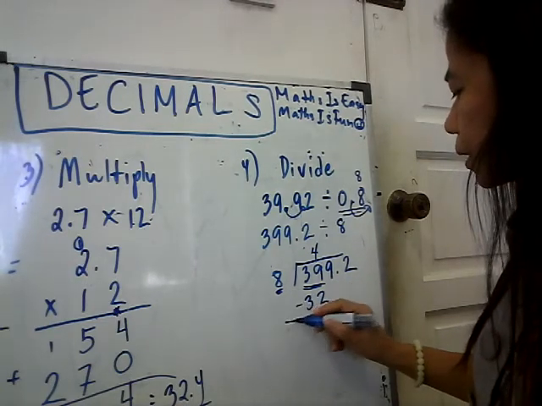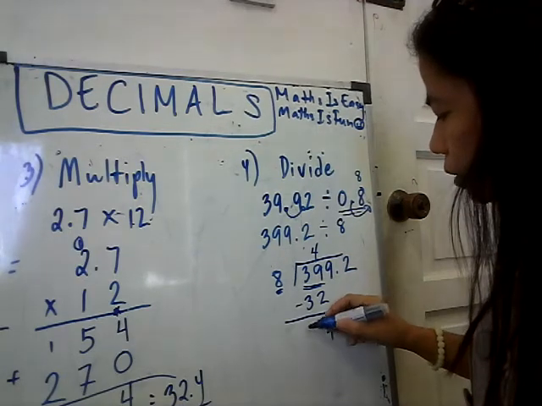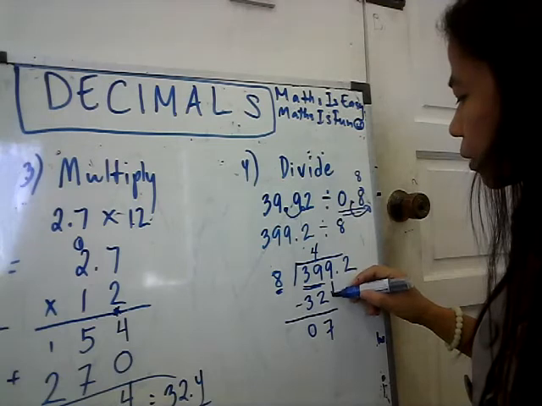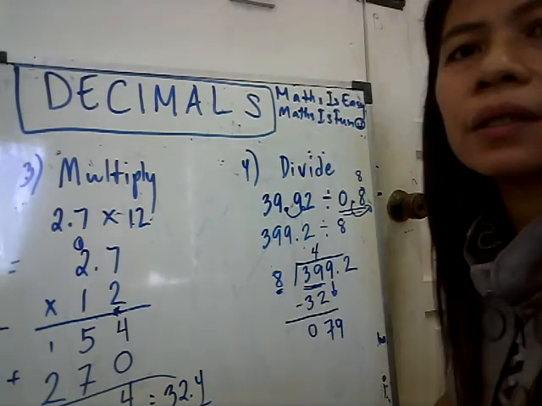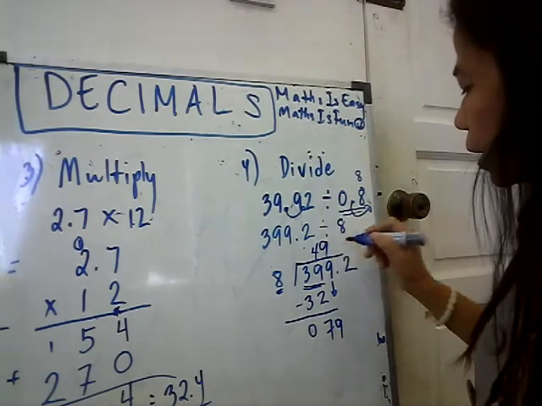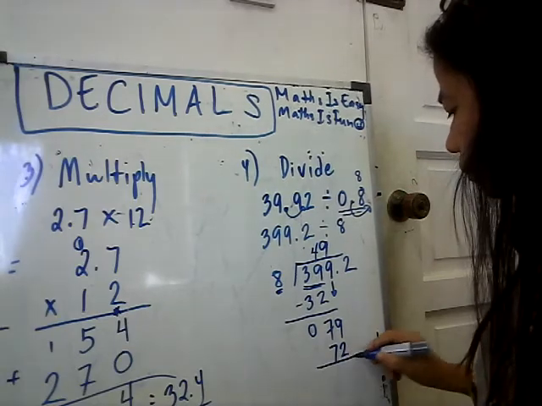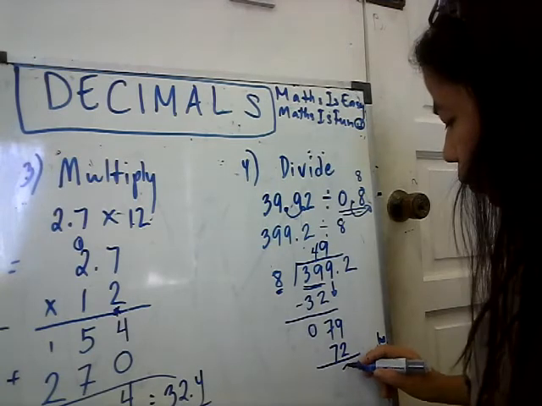Then we subtract. 9 minus 2 is 7. 3 minus 3 is 0. And then we bring down the next digit, 9. So 79 divided by 8. 8 times 9 is 72. So our answer here will be 9. And 9 times 8 is 72. So we subtract: 79 minus 72 is 7.